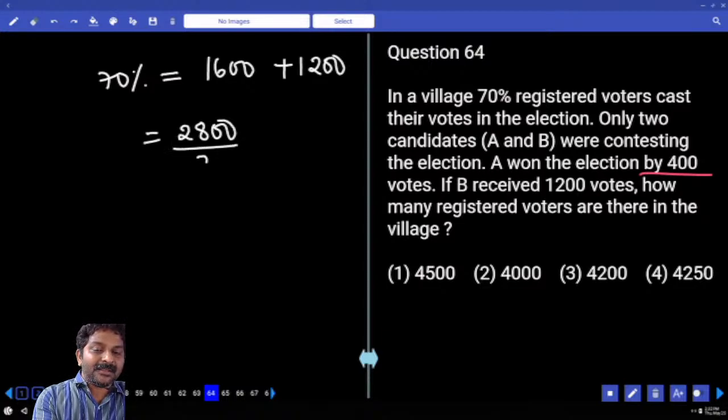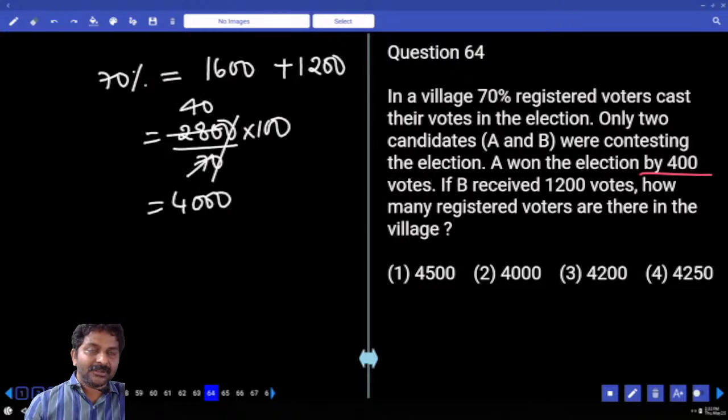2800 by 70 percentage into 100. 0, 0 gets cancelled. 7, 4 times. Answer: 4000.